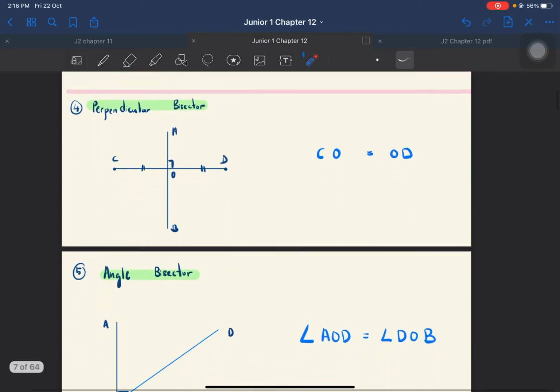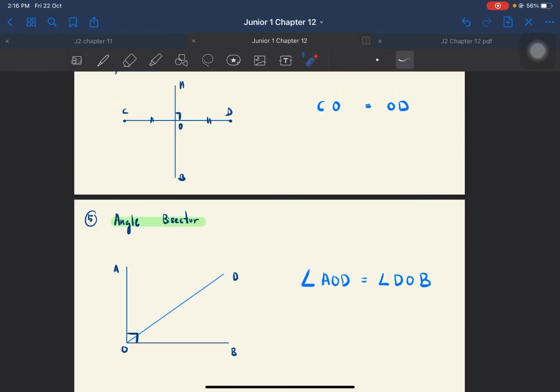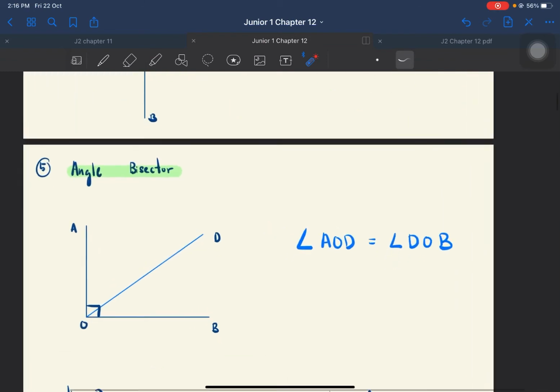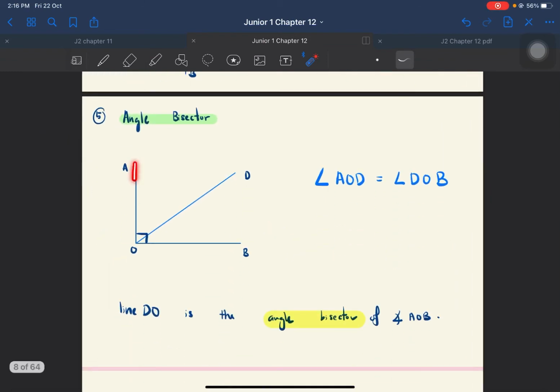How about angle bisector? What is the difference from the perpendicular bisector? Angle bisector is when you have this angle AOB. As you can see, there's a small little square here. It represents 90 degrees. This little blue square represents 90 degrees. So your angle AOB equals 90 degrees.